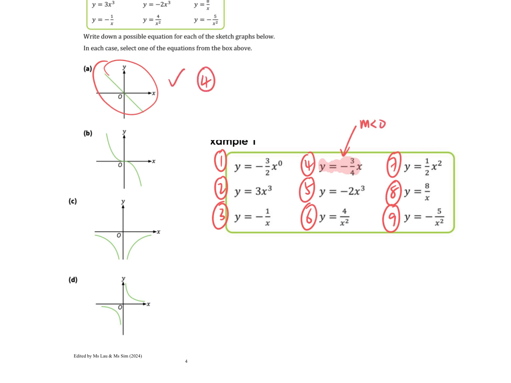Okay, what about B? It's a what type of graph? Cubic, right? So there are 2 types. Which one should it be? Number 5, yes, because this is the negative one. The negative one looks like this. The positive one is like that. So if it's the positive one, then this one is number 2.